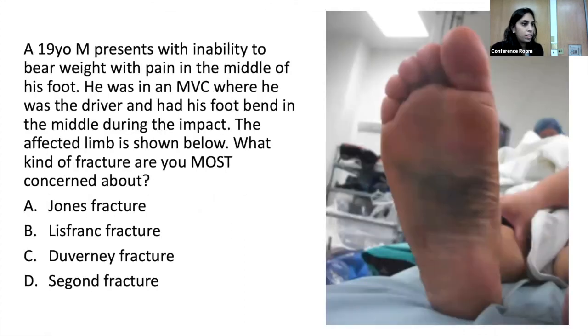All right, and so my last question. We have a 19-year-old male who presents with inability to bear weight and pain in the middle of his foot. He was the driver in an MVC and had his foot bend in the middle during the impact while he was braking. The affected limb is shown here. What kind of fracture are you most concerned about? A, Jones fracture; B, Lisfranc fracture; C, Dupuytren fracture; D, Segond fracture.